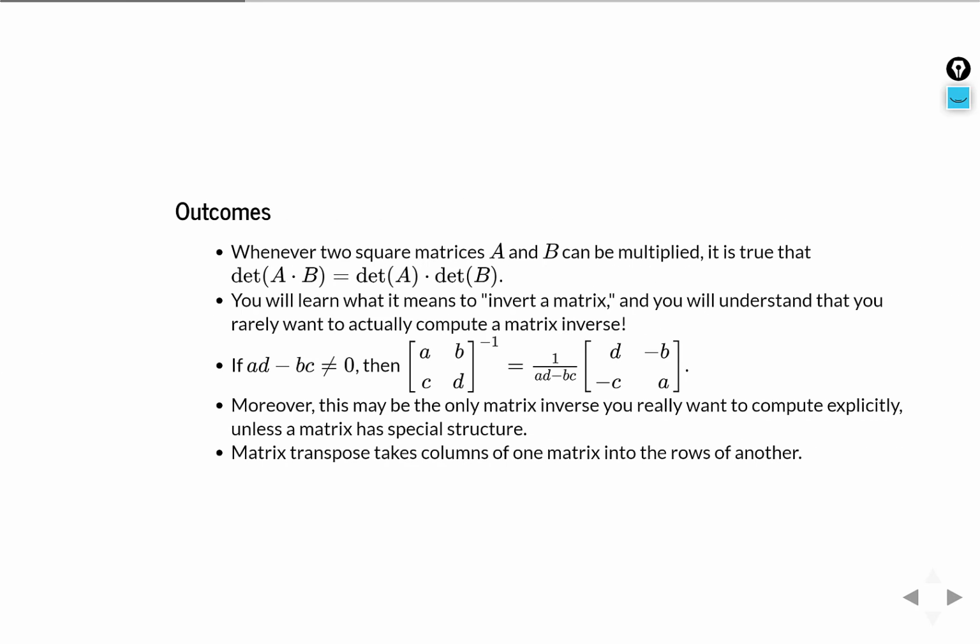The outcomes are learning the determinant of the product of square matrices. We're going to learn what it means to invert a matrix. We learn a formula for inverting a 2 by 2 matrix by hand, and we will see that this is not an operation that we generally want to do by hand. And we're going to learn the matrix transpose.